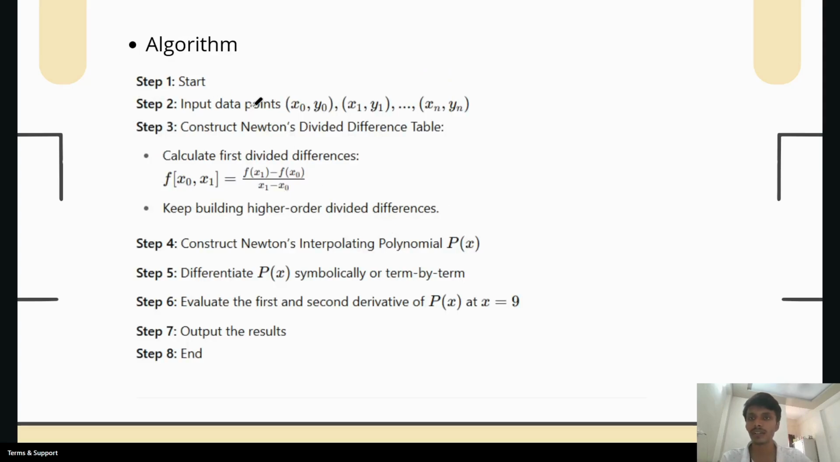The algorithm is like this: we take input of data points x0, y0, x1, y1, up to xn and yn, and construct Newton's divided difference table, in which we calculate the first divided difference f[x0, x1] equals (f(x1) minus f(x0)) divided by (x1 minus x0). This is the formula for calculating divided differences, and then we keep building higher order divided differences. Then we construct Newton's interpolating polynomial P(x) and differentiate P(x) symbolically or term by term according to the polynomial. Then we evaluate the first and second derivative of P(x) at x equals 9, then output the results.